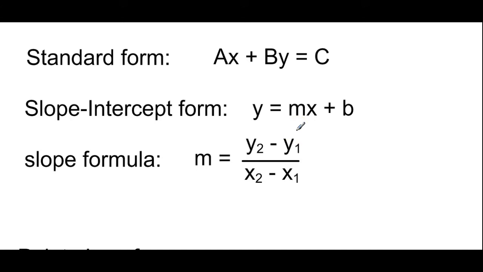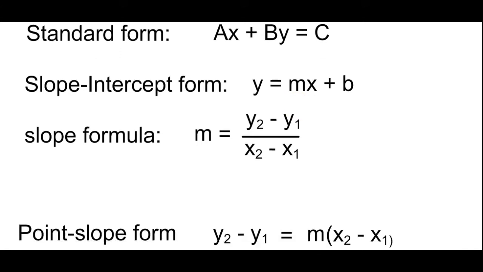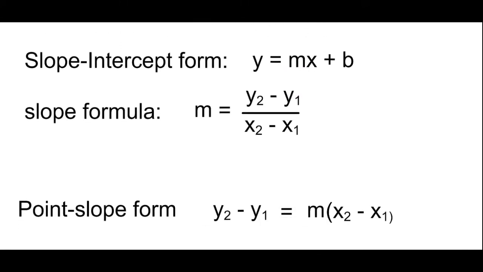Okay, now the new form is called the point slope form, and this is what it looks like. And I'm going to make some small changes to it. Let me show you how we get point slope form. We get point slope form by taking the denominator of the slope and bringing it over here to the side. Basically you're multiplying both sides by x2 minus x1, and this is what it becomes.